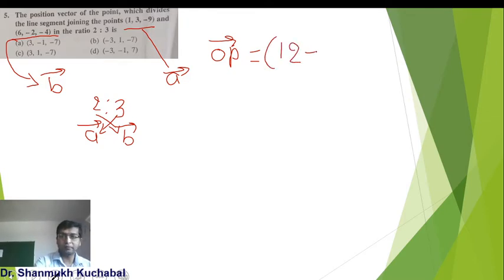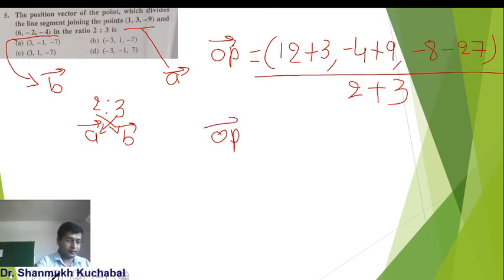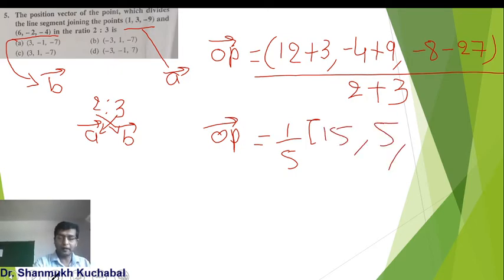So we get this as 12 plus 3, minus 4 plus 9, minus 8 minus 27. So we just have to cross multiply, and the whole is divided by the sum of the ratios, that is 2 plus 3. So vector OP we get as 1 by 5 of 15 comma 5 comma minus 35.